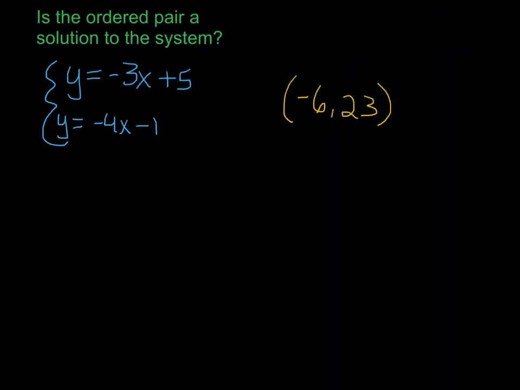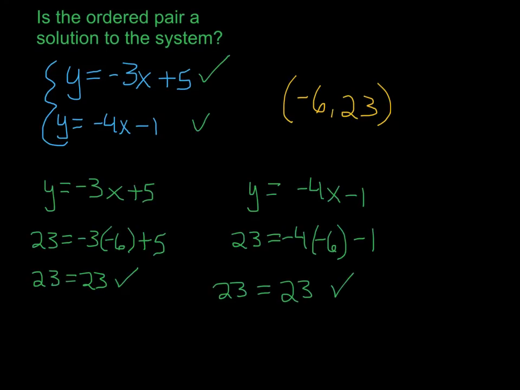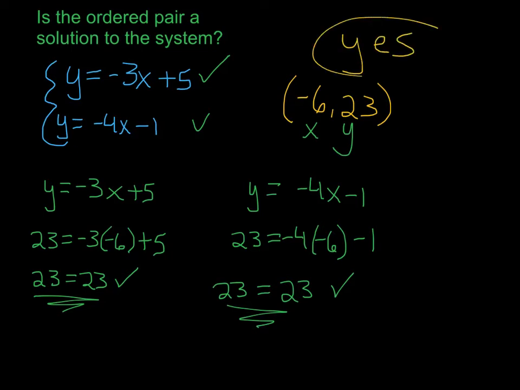Alright, so now here's your last example for this type of question. I want you to pause the video and write it down and then try it all on your own and then come back and check your answer. Well, after plugging in x and y into both equations, you should have found out that it works for both equations. Therefore, if you were to graph those two equations, this ordered pair would be the solution.